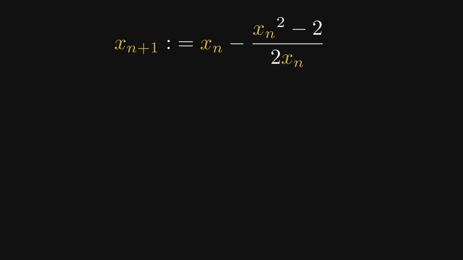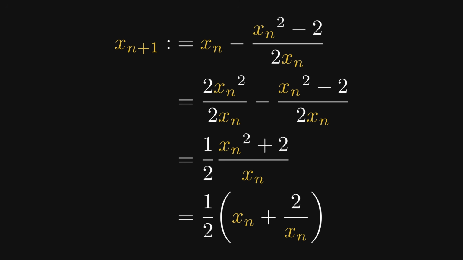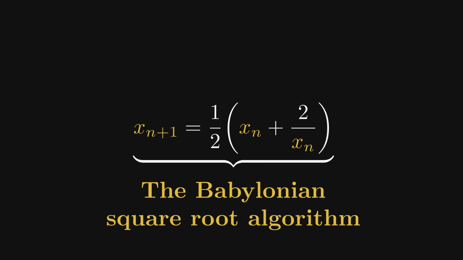We can continue the calculation by bringing the two terms together via a common denominator. After clearing up the resulting expression, we get a familiar one. This means that the Babylonian algorithm is a special case of the Newton-Raphson method. Recall that the convergence is extremely fast in this case. Is this true in general? Only if we are lucky.